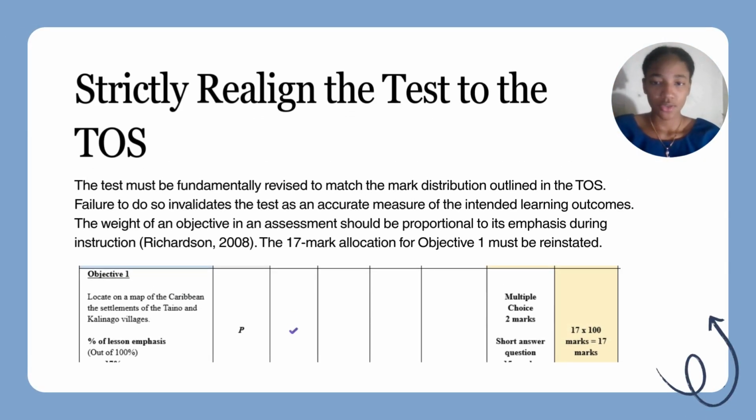Our first recommendation would be to strictly realign the test to the TOS. It must be fundamentally revised to match the mark distribution outlined in the TOS. Failure to do so invalidates the test as an accurate measure of the intended learning outcomes. Richardson 2008 states that the weight of an objective in an assessment should be proportional to its emphasis during instruction. The 70-mark allocation for Objective 1 must be reinstated.